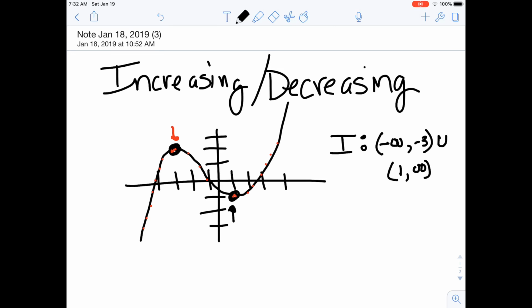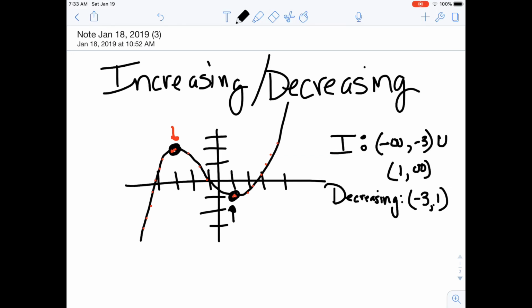Now, where's it decreasing? I'm going to write this out so you don't confuse it with domain. So where's it decreasing? Well, it's decreasing between those two points, between -3 and 1. So you would denote that as -3 to 1. And that's how you find your increasing and decreasing.